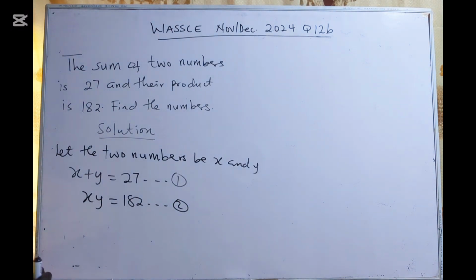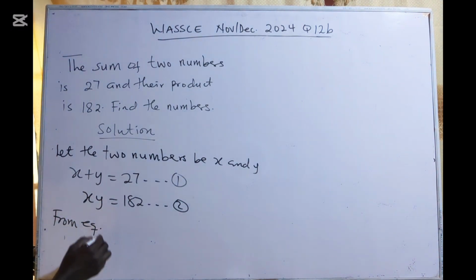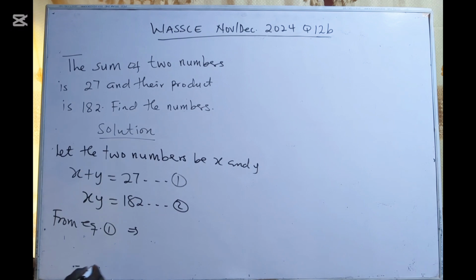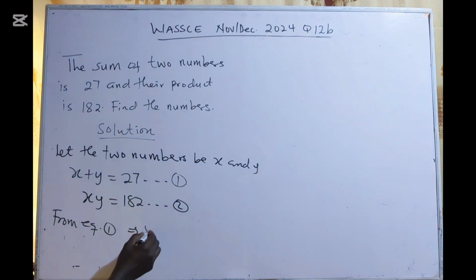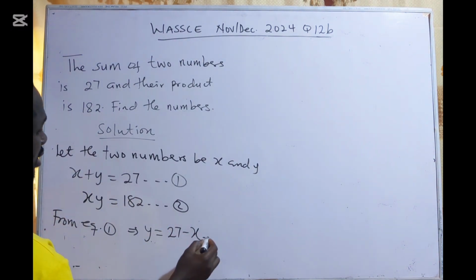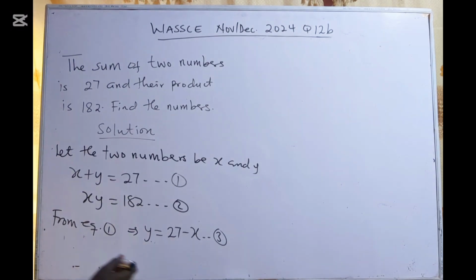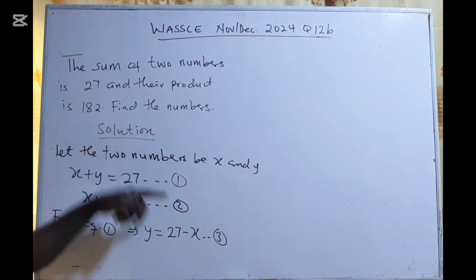So here you have to do substitution. You make one of the variables the subject either in equation 1 or equation 2, and you substitute into the other equation. So let me go to equation 1. In equation 1, I'm going to make y the subject and substitute into equation 2. So from equation 1 I can say y is equal to what? 27 minus x. Let me call this equation 3 and put it down. So from equation 1, you can see that y is equal to 27 minus x.